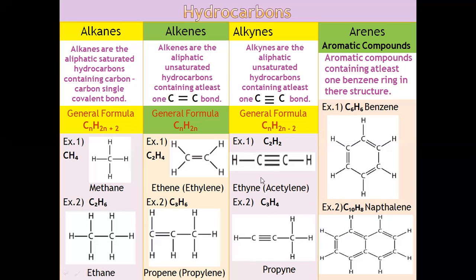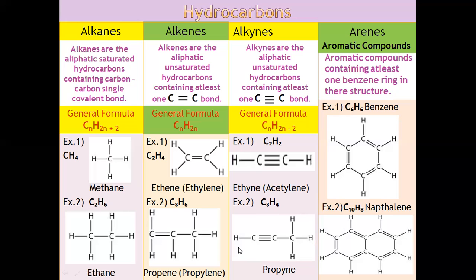We see the structure of ethyne. Then the second example, C3H4. If we put n is equal to 3, then the formula becomes 3 into 2, 6, 6 minus 2, 4. Then the formula becomes C3H4. If we write the structure of propyne, then the structure is: the two carbon atoms joined by a triple bond, one triply bonded carbon attached with a CH3 group, that is a methyl group, and another triply bonded carbon atom attached with one hydrogen atom.